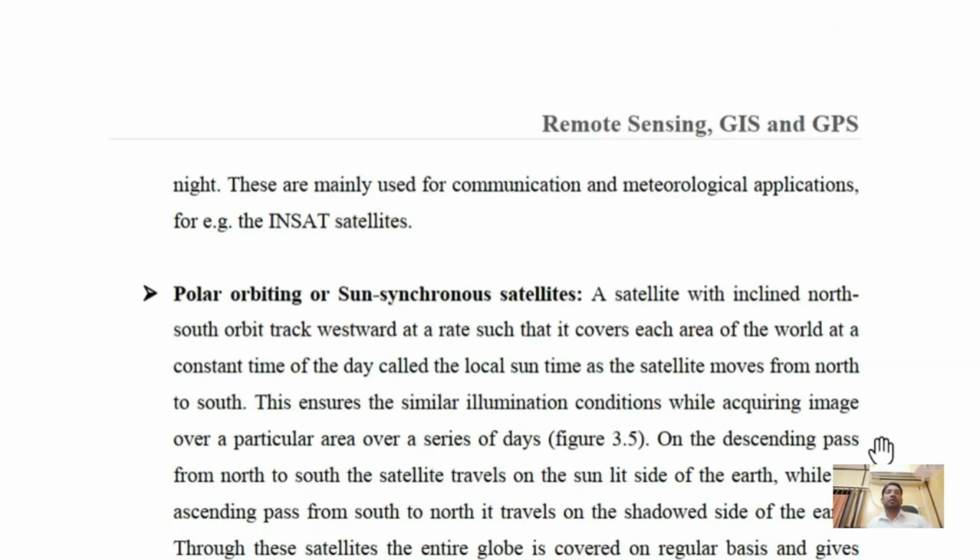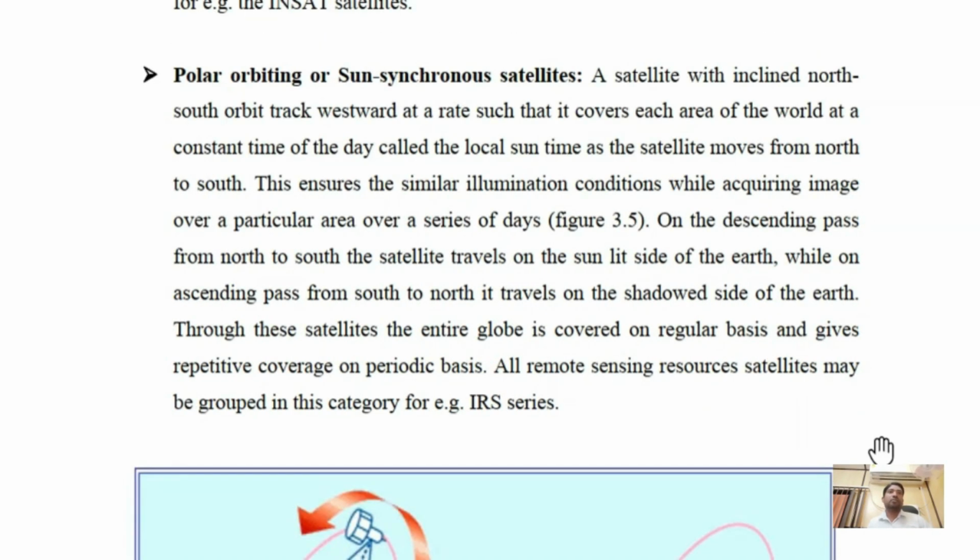Polar orbiting or sun-synchronous satellites. A satellite with a north-south orbit track moves westwards at a rate such that it covers each area of the world at a constant time of the day, called the local sun time, as the satellite moves from north to south. They ensure similar illumination conditions while acquiring images over a particular area over a series of days.